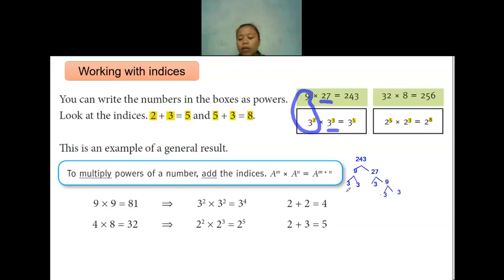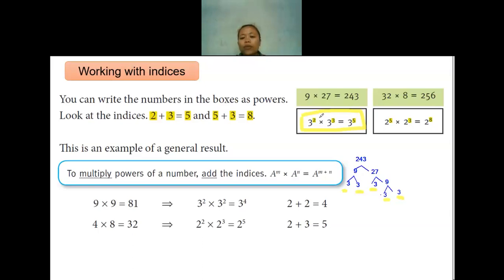Audible, yeah. So when we count, there are 1, 2, 3, 4, 5. There are 5 numbers of 3. So 243 will be equal to 3 to the power of 5 also. Now let us focus on the indices, the number with the power. This is the first one, it is to the power of 2. The second number is to the power of 3. And the result is to the power of 5.